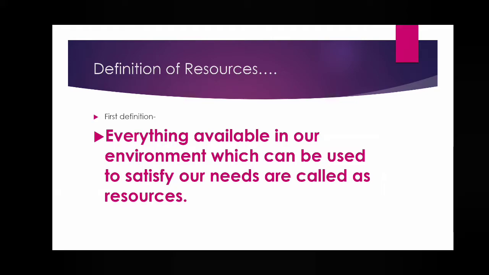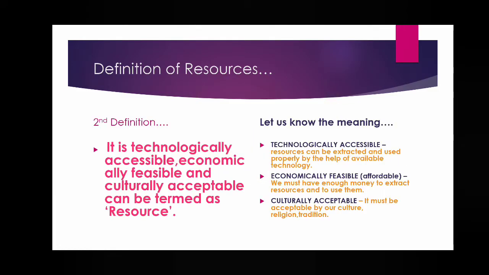When it has this capacity to fulfill our needs, then this thing will be called as resource. Otherwise this thing will be called as what? Neutral stuff. What will be the name? Neutral stuff. Clear? So when anything is fulfilling our needs, then it is called as resource. When anything is not fulfilling our needs but it is available in environment, then it is called as what? It is called as neutral stuff.